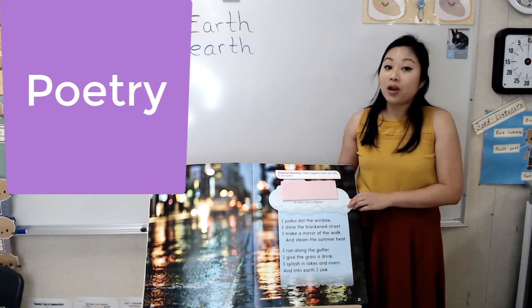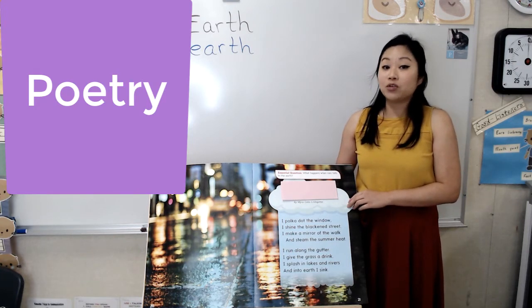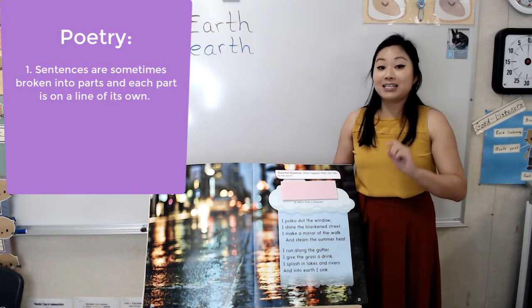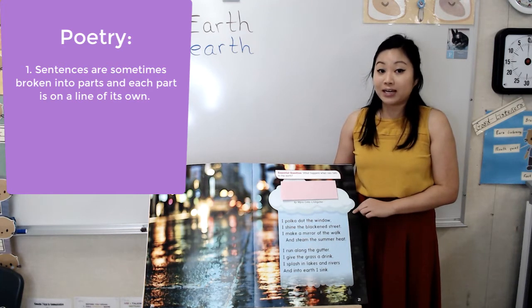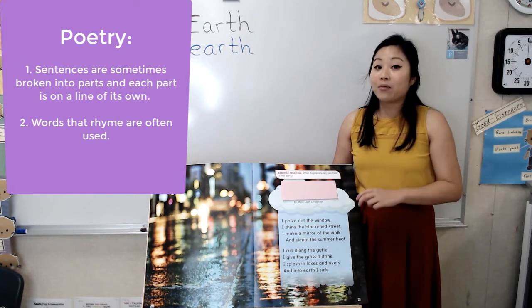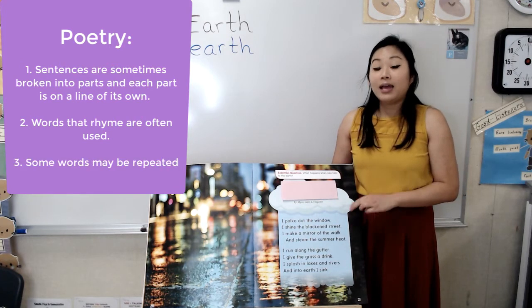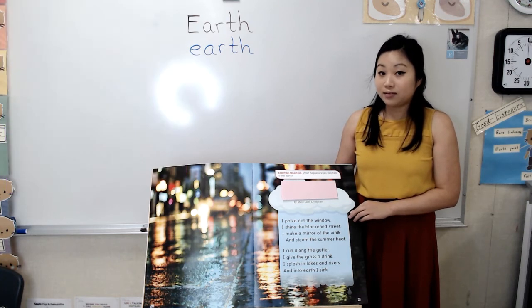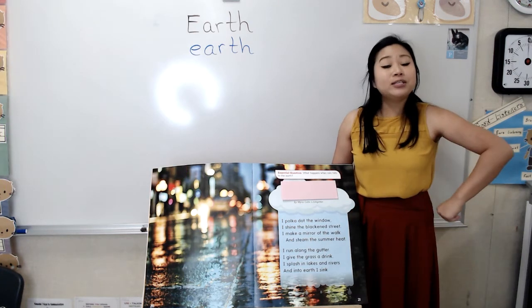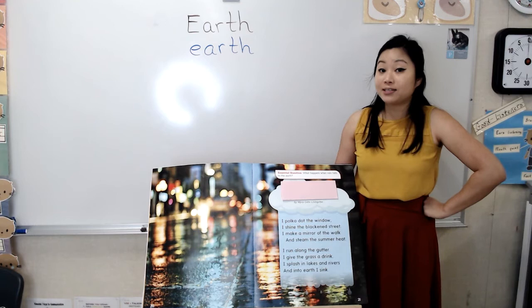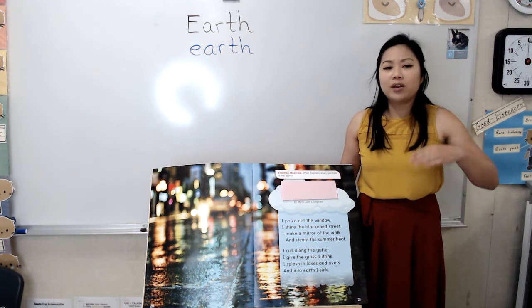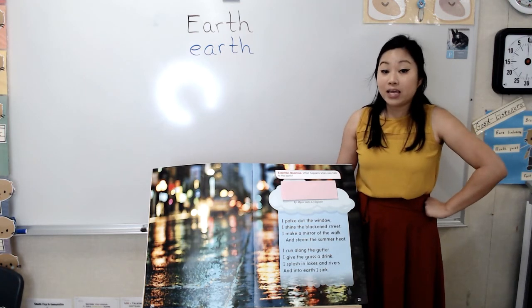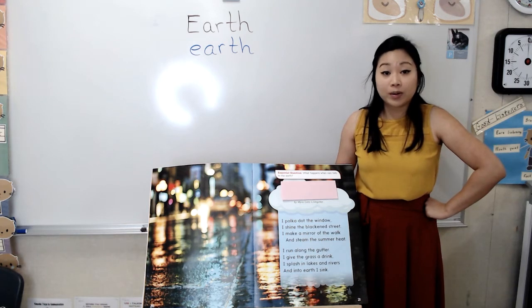Now remember, a poem is made up of some different parts. Sentences are sometimes broken into parts, and each part is on a line of its own. Words that rhyme are often used. And some words may be repeated or said more than once. Before we start, there are some important words and phrases you will need to know so you can visualize, or make an image in your brain, and figure out the riddle of today's poem.